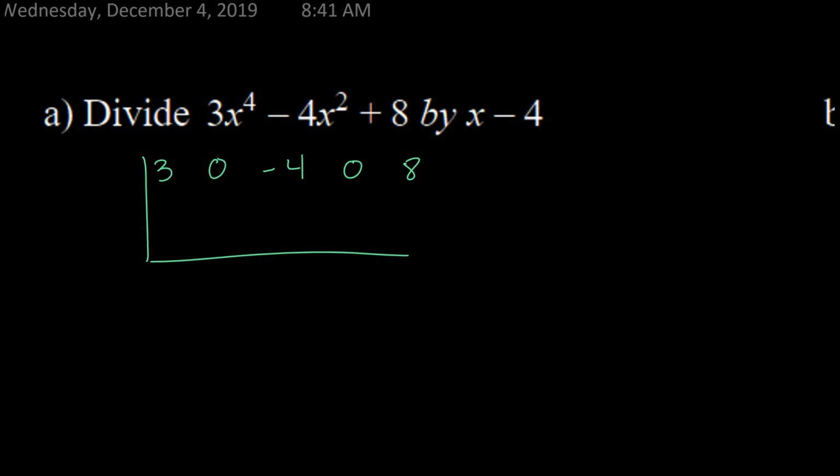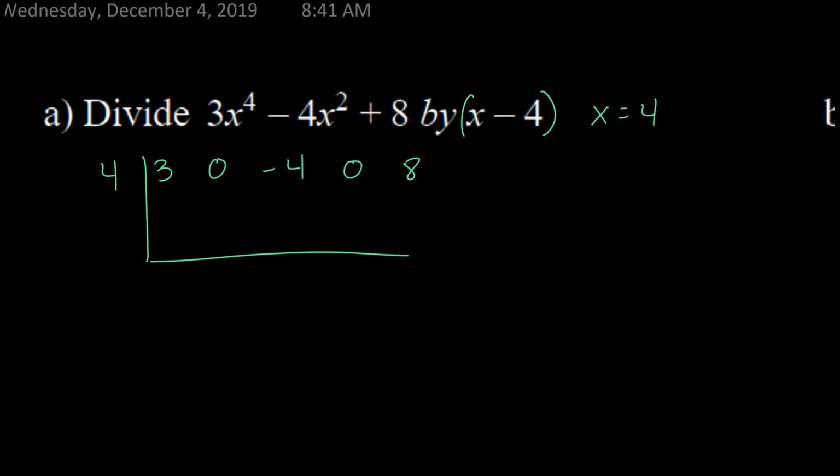Now, am I dividing by negative 4? No. Remember, this is our possible factor. I'm not dividing by the factor. I'm dividing by the root when I'm using synthetic. So how do I get the root here? Yeah, you set equal to 0 and add the 4 over. So I'm dividing by 4.